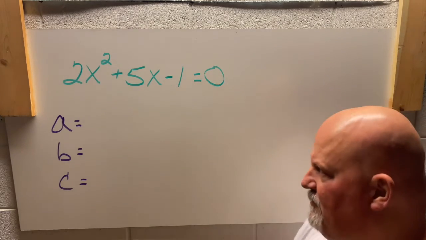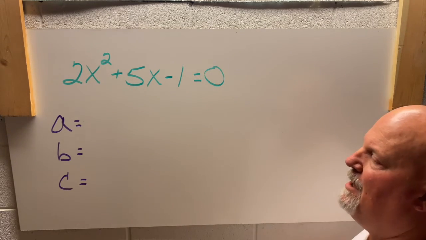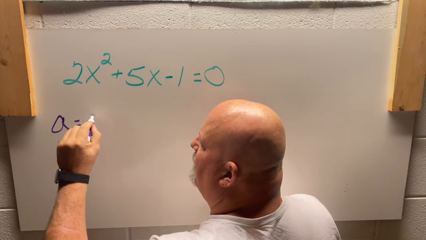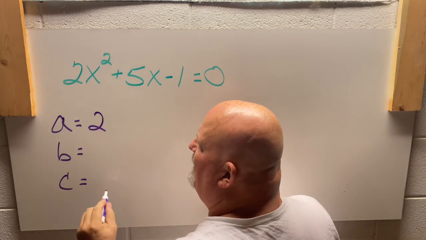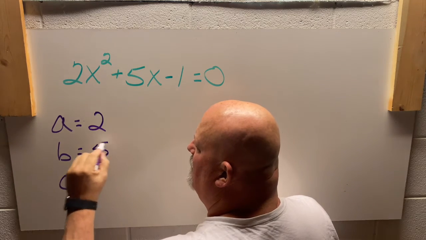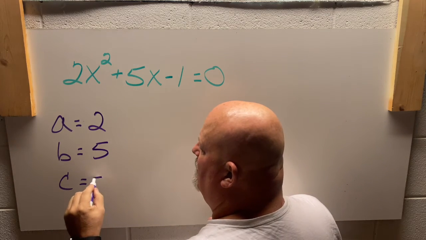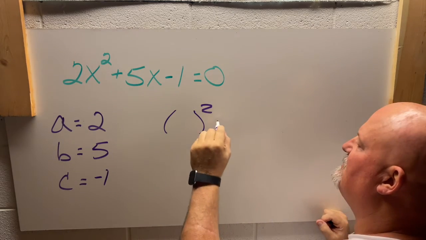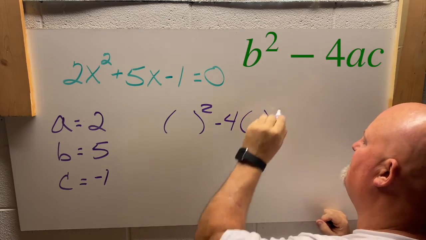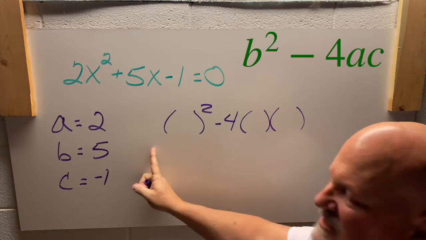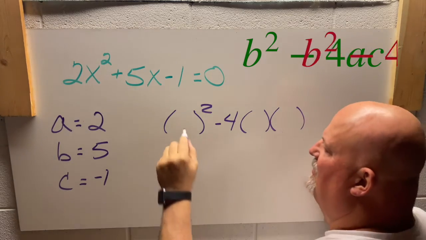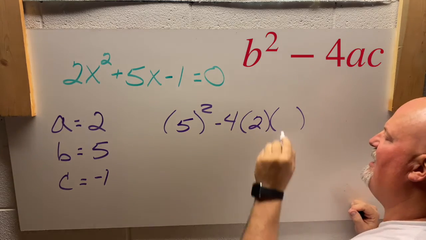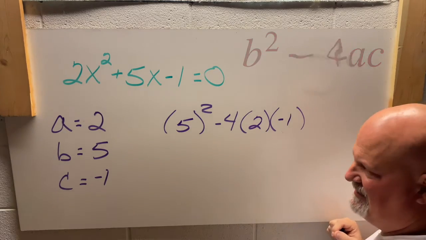Okay, last example. 2x squared plus 5x minus 1 equals 0. Let's identify a, b, and c. Good. Now put it into our discriminant. That would be b squared minus 4 times a times c. Here's the easiest way to do it, and then just plug things in. So this is a 5 because that's b. This is 2 because that's a. And this is negative 1 because that's c.